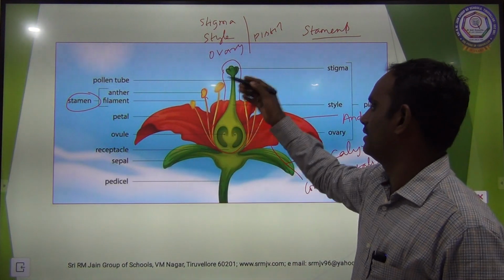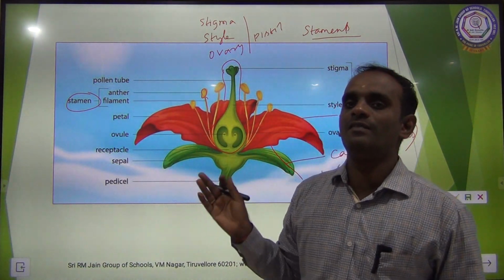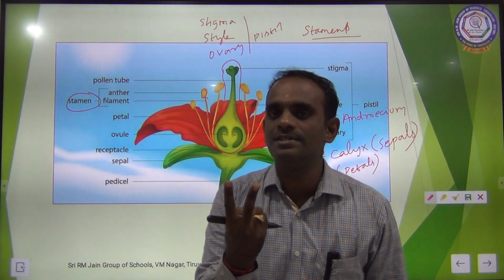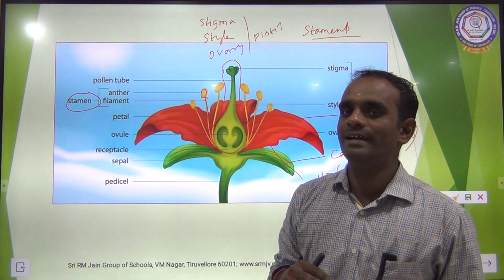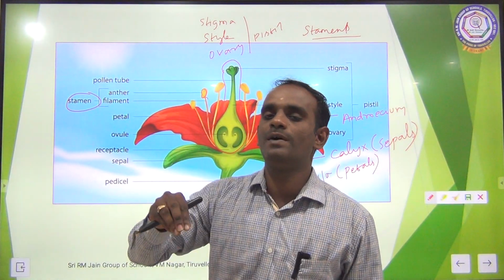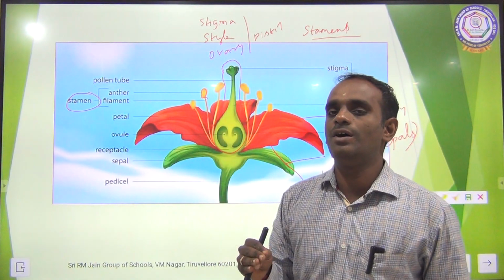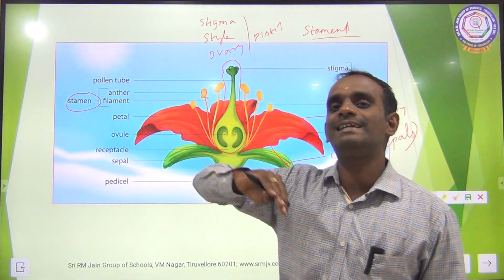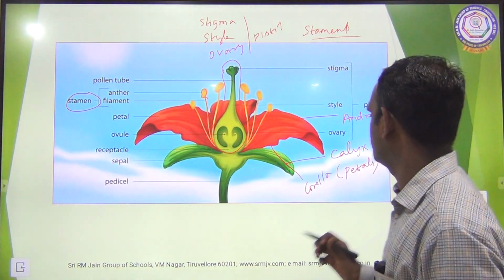Okay, so these are the parts of a flower. A typical flower consists of 4 main parts. 2 are essential parts and 2 are non-essential, right? Androecium and gynoecium are essential parts. They take part in reproduction, so they are said to be essential parts. Calyx and corolla are accessory organs. They are not directly involved in reproduction. Is it clear, children?